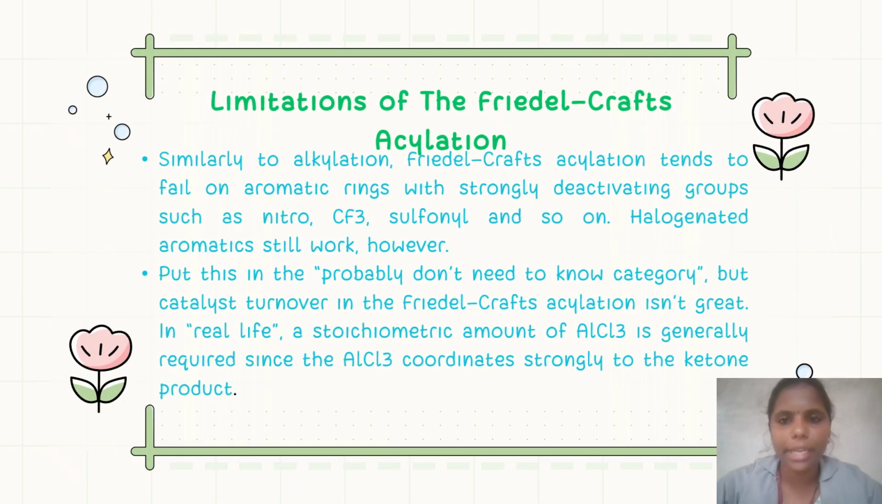So, what are all the limitations of Friedel-Crafts acylation? Similar to alkylation, it also tends to fail on the aromatic ring with strongly deactivating groups like nitro group, sulfonyl group and so on. In halogenated aromatics, this Friedel-Crafts acylation still works. Probably we don't need to know the category, but catalyst turnover in the Friedel-Crafts acylation isn't great. In real life, a stoichiometric amount of aluminum chloride is generally required since the aluminum chloride coordinates strongly to the ketone product.